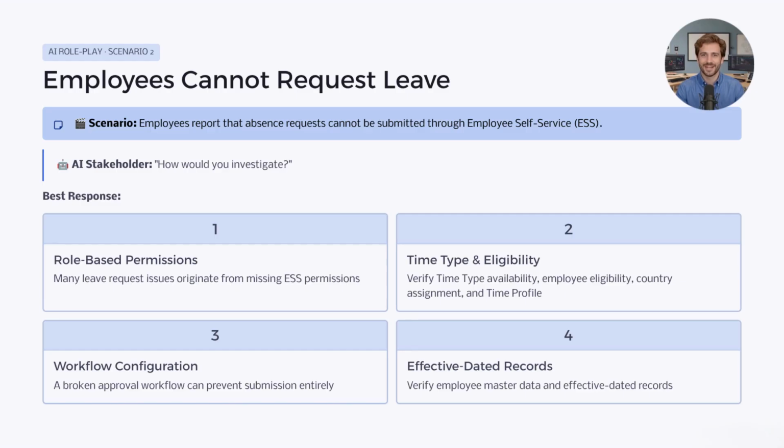Next, verify time type availability, employee eligibility, country assignment, time profile assignment. Then inspect workflow configuration. A broken approval workflow can prevent submission. Finally, verify effective dated records and employee master data.